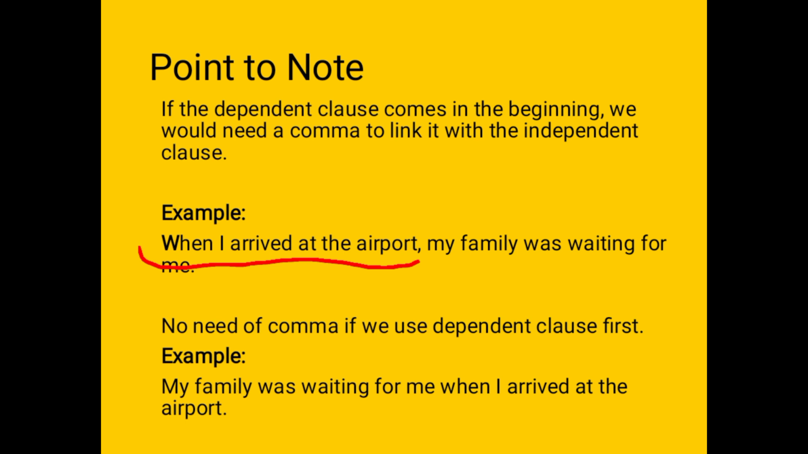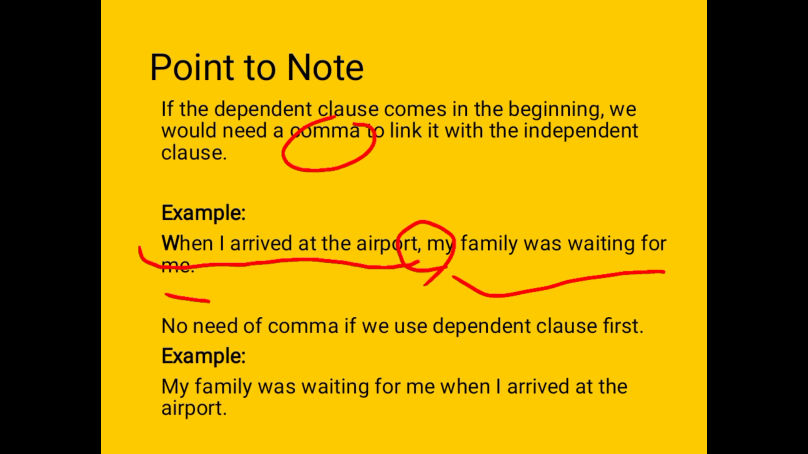When I arrived at the airport, so what? So I have to add something else. My family was waiting for me. So I use the dependent clause in the beginning. So we would need a comma to link it with the independent clause, and here goes the comma.